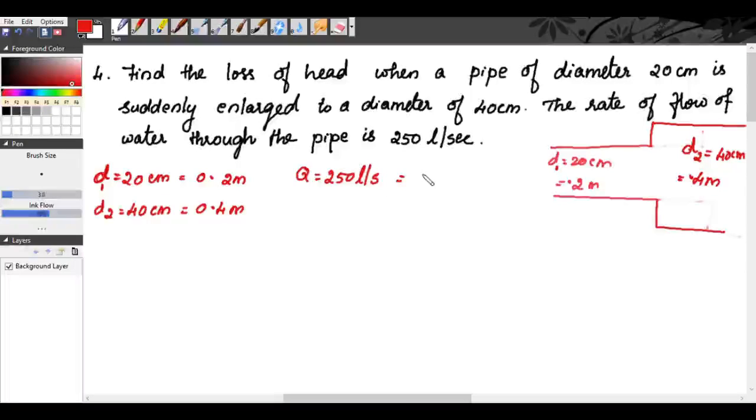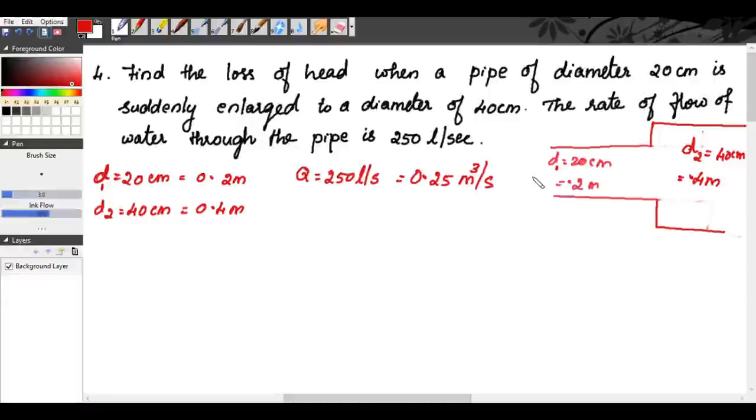Converting it into meter cube per second, you have to divide it by 1000. So 0.25 meter cube per second. We are asked to find the loss of head. Since it is enlargement, the loss is due to the enlargement of the pipe. So it is minor loss.